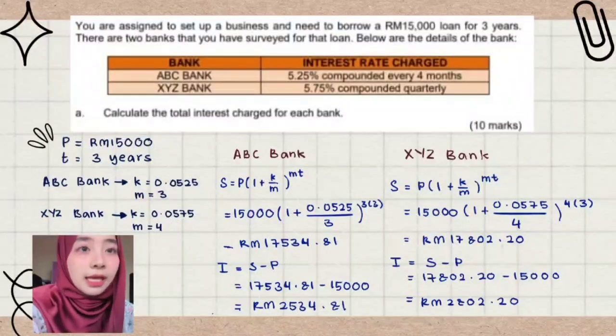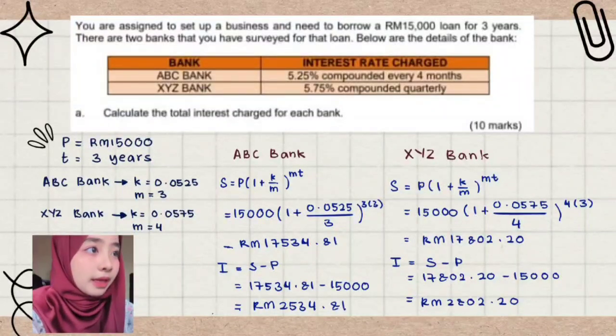First, ABC Bank. As you can see, we are going to use the formula S equals P bracket 1 plus K over M bracket power of M multiplied by T. Then, we put the values into the formula. So, we got S equal to 17,534.81 ringgit. Then, we use the formula for interest, S minus P, and we will get the value for interest, which is 2,534.81 ringgit.